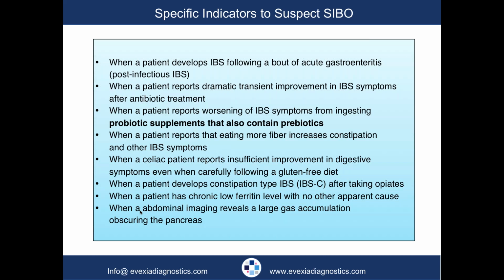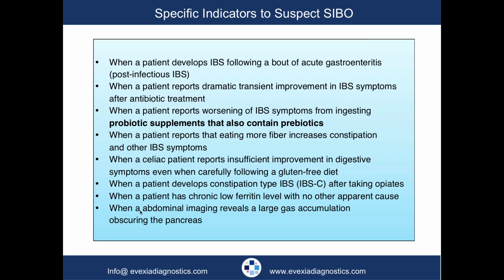Celiac is an interesting one. Next bullet down. A celiac patient, if they report insufficient improvement in digestive symptoms, even after they're on the diet, and they stuck to the diet, SIBO, again, is very high on the list for suspicion. Next bullet down, patient develops constipation-type IBS. Of course, there's IBS-D, diarrhea, IBS-C for constipation after they take opioids, because what do opioids do? They slow down the bowel function.